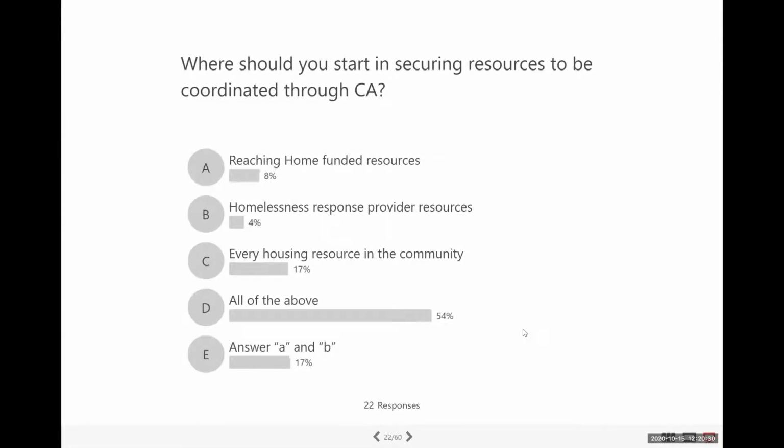Let's give people a little bit of chance here. We've got 28 people responding so far. And we've got a lot of people saying all of the above. Go for it. Marie, what do you think?